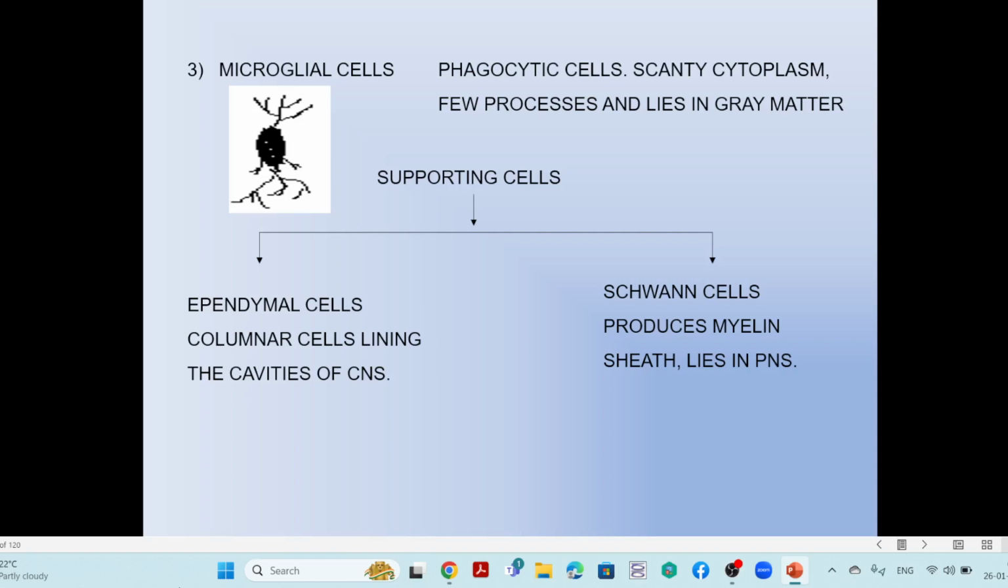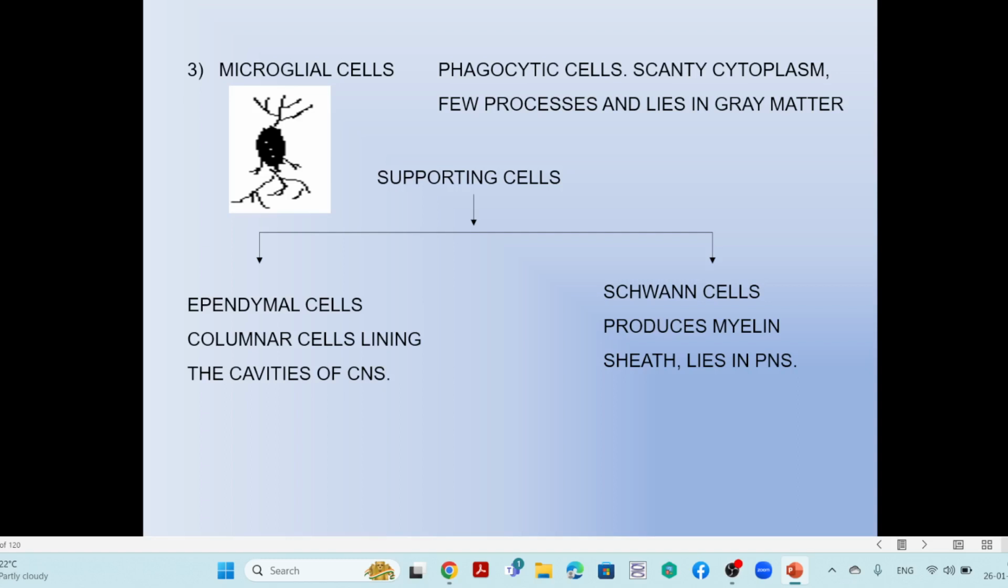Apart from that, some other cells are also called supporting cells, for example ependymal cells. These ependymal cells are columnar cells lining the cavity of the central nervous system, which means the ventricles. All the ventricles are lined internally by the ependymal cells: the lateral ventricles, third ventricle, fourth ventricle and the central canal.